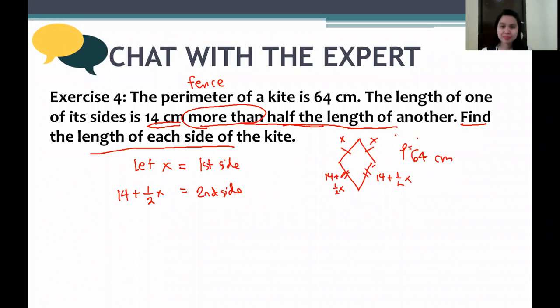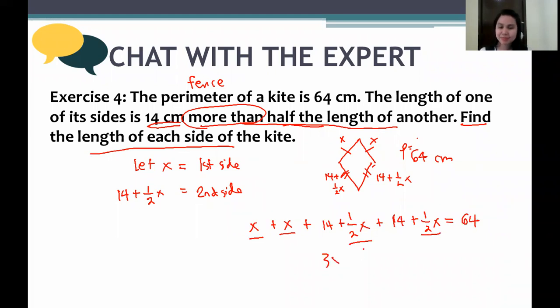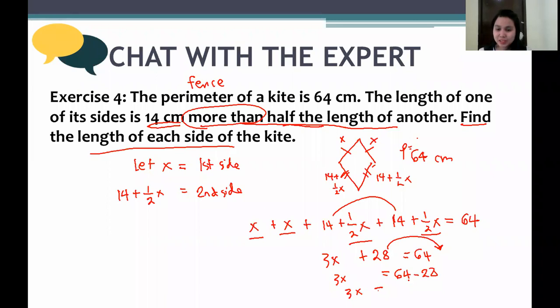Now let's add all the sides. X plus X, the first side, the congruent side, plus 14 plus one half X, that's the second side, and the other congruent side is still 14 plus one half X, equals 64. And let's add. X plus X plus one half X plus one half X is 3X. 14 plus 14 is 28, equals 64. Transfer it to another side. 3X equals 64 minus 28. So we have 3X equals 36. Divide all by 3. So our X is equal to 12.